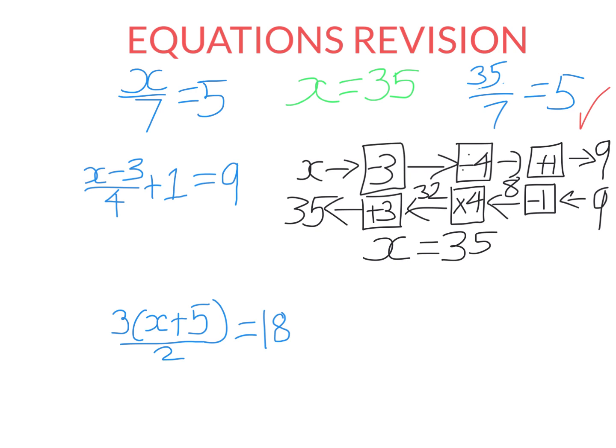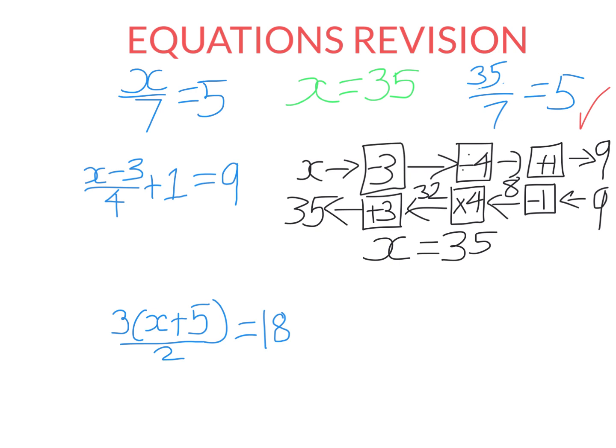35 is the solution because 35 minus 3 is 32. 32 divided by 4 is 8. 8 plus 1 is 9. If you substitute x for 35 here, you get a true statement. So the flowchart just helps us keep track of the order of operations, because unfortunately, if you solve things in the wrong order, you'll get the wrong answer. So that was the flowchart method.